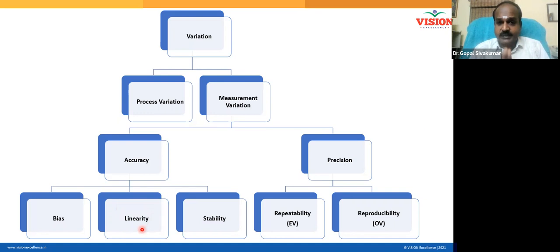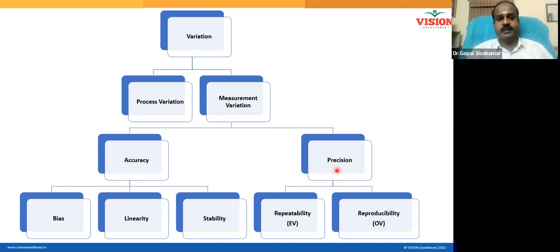Suppose the bias is not constant over the range, that is considered a linearity issue. We'll discuss that in the graph. Coming to the other side, precision, consistency. There are 2 possibilities. When 100 mm is the true value, let us say I measure it 3 times. First time I say 102. Second time 104. Third time 106.